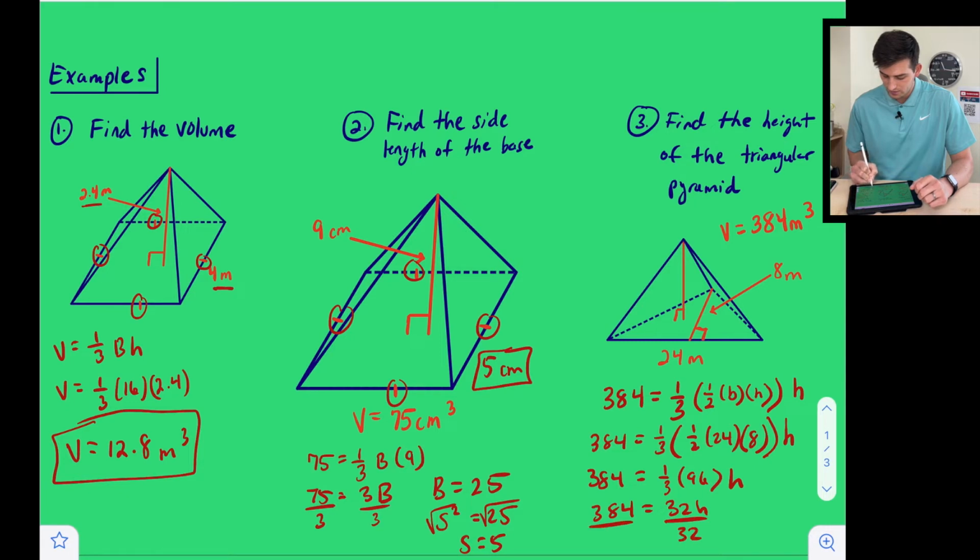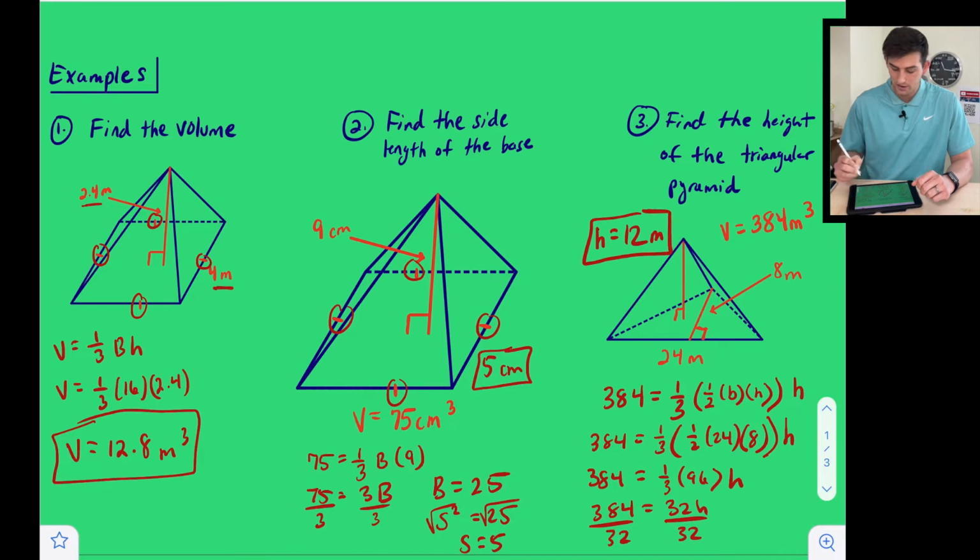And now we can divide both sides by 32. So 384 divided by 32, and we get a height of 12. So we're working with meters here, so we're going to say the height of our pyramid is 12 meters. So be careful on that one.